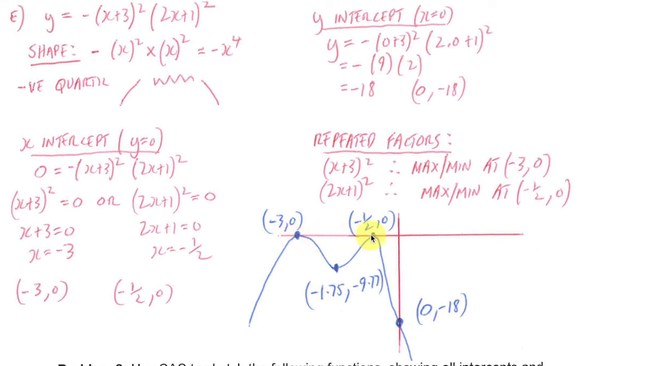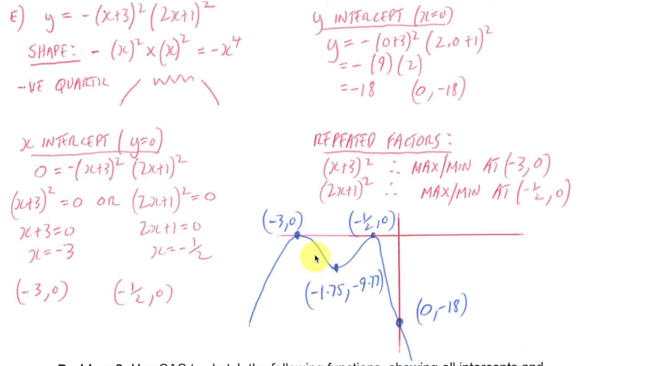So here's where it cuts through the x-axis. So I'm going to have a min, or I'm going to have a max. Given that the overall shape is a negative quartic, it means it's going to come down from below here and then continue on going down after all the turning points have been taken care of. Now, what must occur is because I'm coming from this area, from below, then I must have a maximum there at negative 3, 0. And I must also have a maximum here at negative a half, 0. So I've got there and there.